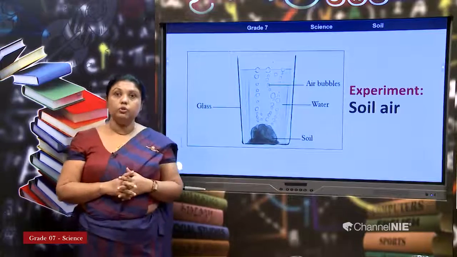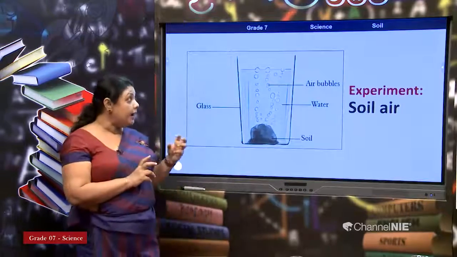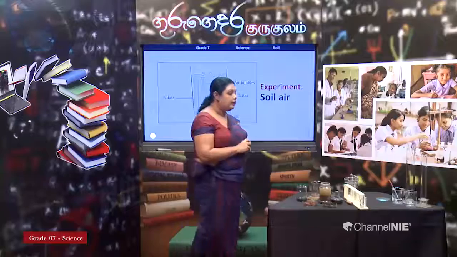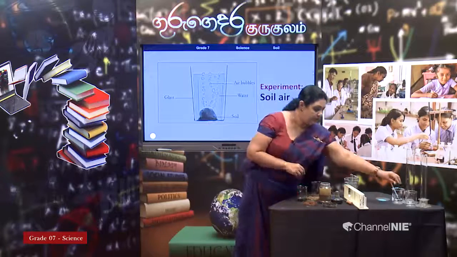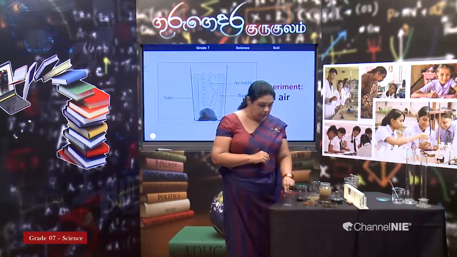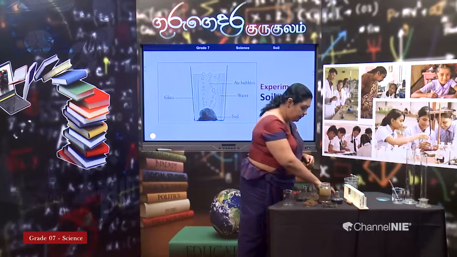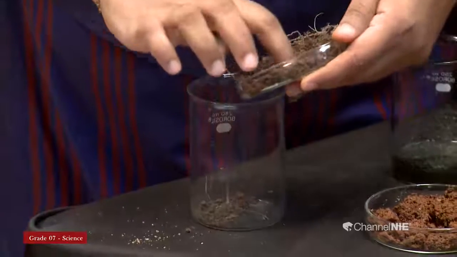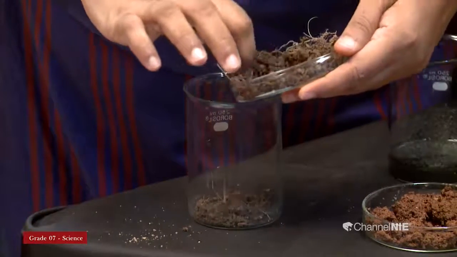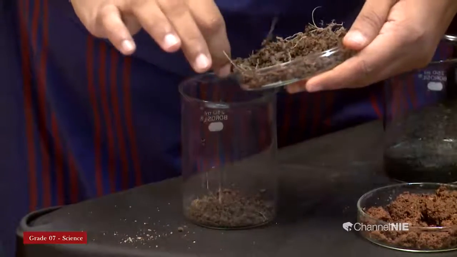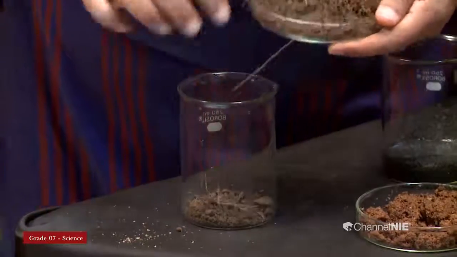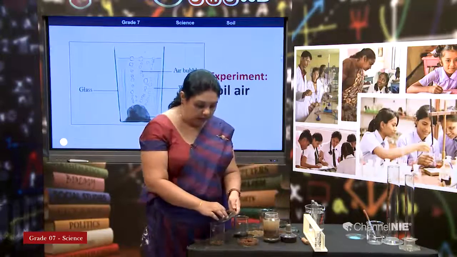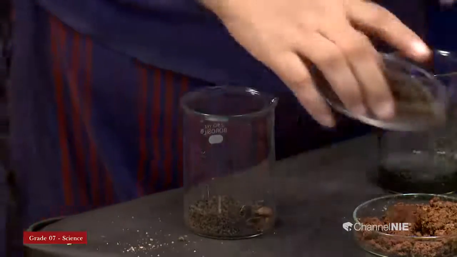Right. We are going to show you that this soil has air. What we can do is, we can take some soil to a beaker. I will put some soil there. Some organic matter is also there, but it does not matter. Just a little bit more soil from this. If not, you will think that only one type of soil has this, right?